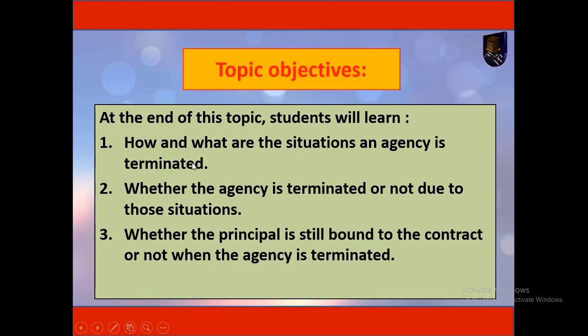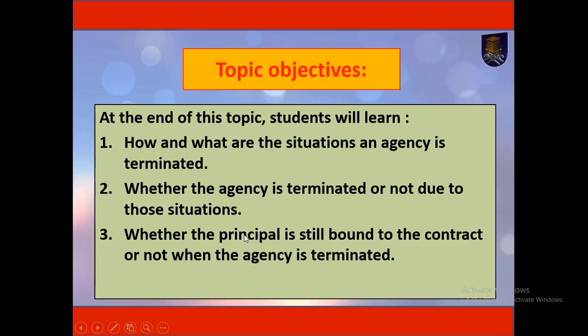terminated. You are going to learn about what are the modes on how an agency relationship is terminated between the principal and the agent. Second, whether the agency is terminated or not due to those situations, because sometimes in certain situations the agency is not terminated due to some exceptions to that situations. And third, whether the principal is still bound or not to the contract when the agency is terminated. So these are the objective of the topic of termination of agency.